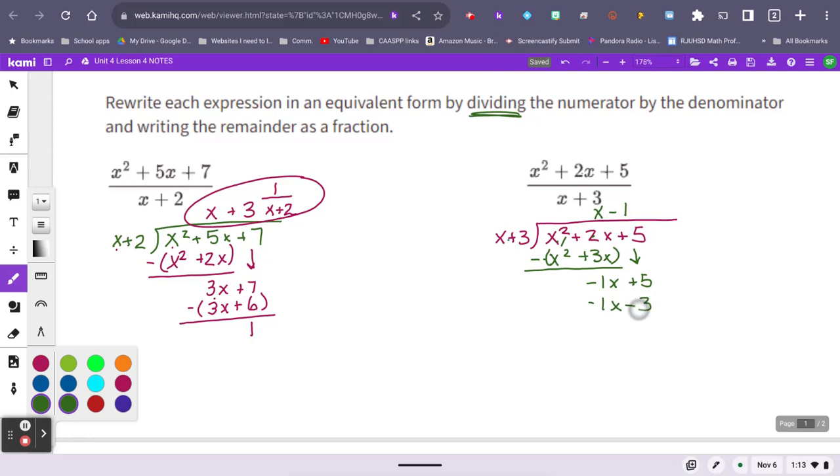X minus 3. We're going to subtract. So negative 1 minus a negative 1. It's crossing out because it's negative 1 plus 1. And then 5 minus a negative 3 gives us 8. So 8 over x plus 3.